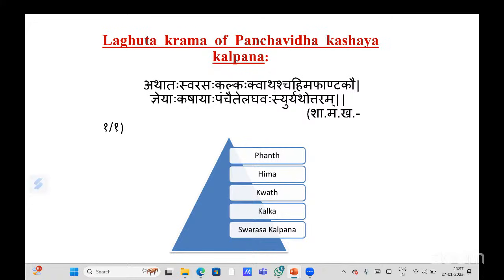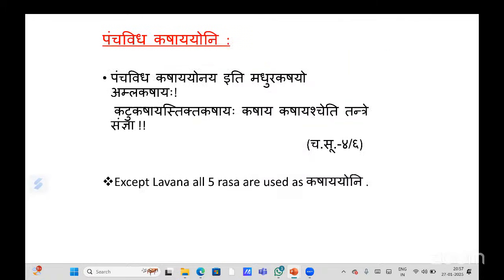Laghuta krama of Panchavida Kashaya Kalpana: Atastah swarasah kalkah kwathashchaiva himaphantakau, jneya kashayah panchaite laghavah syuh uttarottara. Here uttarottara laghu means Swarasa is heavier than Kalka, Kalka is heavier than Kwata, Kwata is heavier than Hima. Pancha Kashaya Yoni was already discussed, or you have studied it in syllabus point number 2. Except Lavana, all five rasas are Kashaya Yonis.